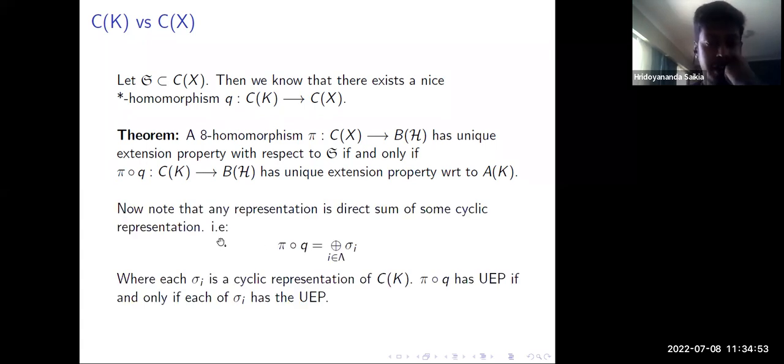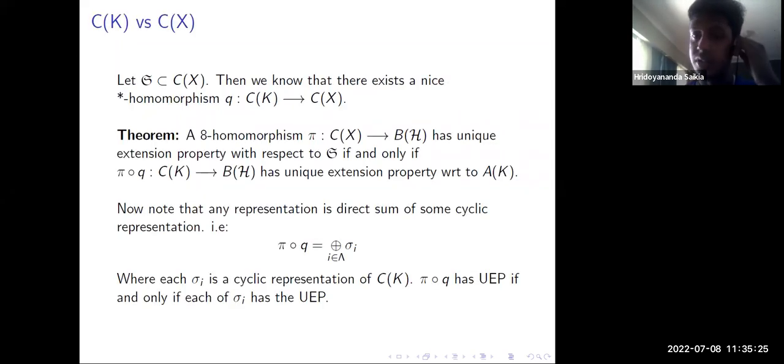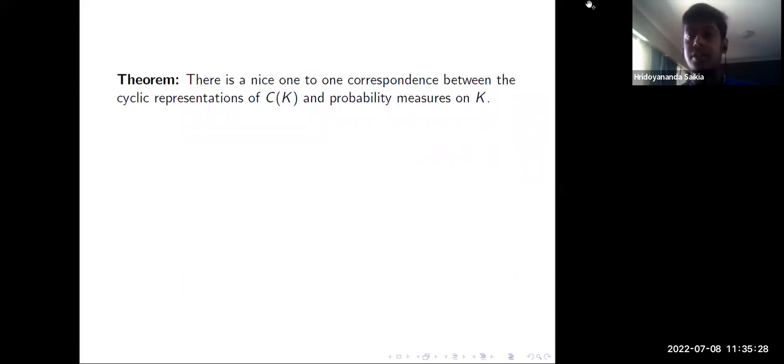All right. Note that any representation can actually be written as a direct sum of cyclic representations. Now, it is very easy to see that this new representation pi composed with Q has the unique extension property if and only if each of its constituent cyclic representations has the unique extension property. That is not very difficult to see.